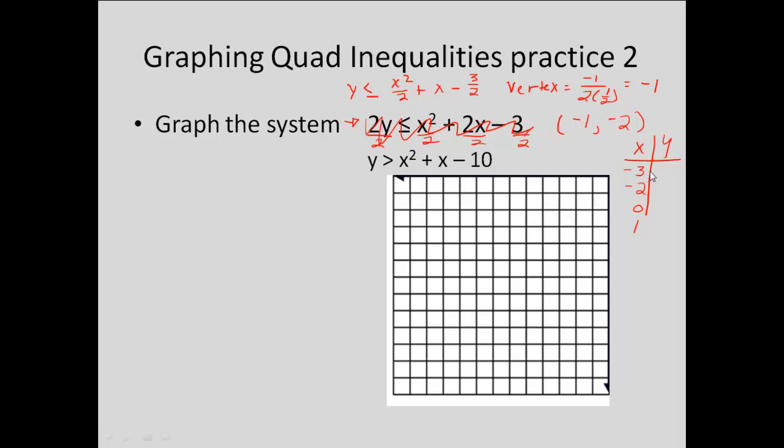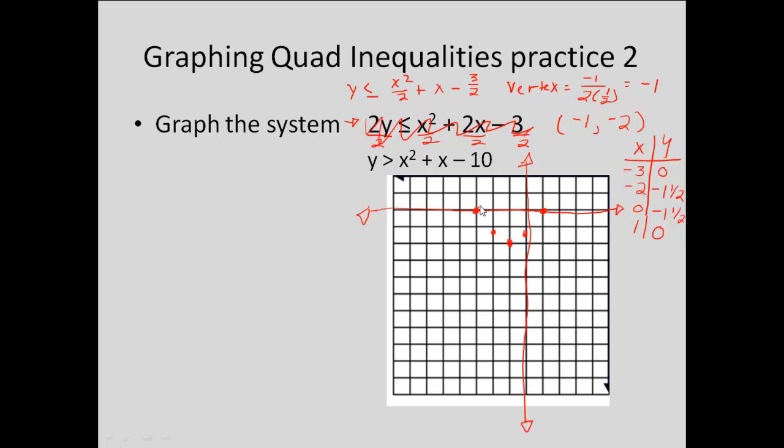When I put -3 in there, I end up getting 0 back. When I put -2 in there, I get -1.5 back. When I put 0 in there, I get -1.5 back. And when I plug a 1 in there, I end up getting 0 back. So now I'm going to go ahead and graph this first inequality, and then I'll go back and work with my second inequality.